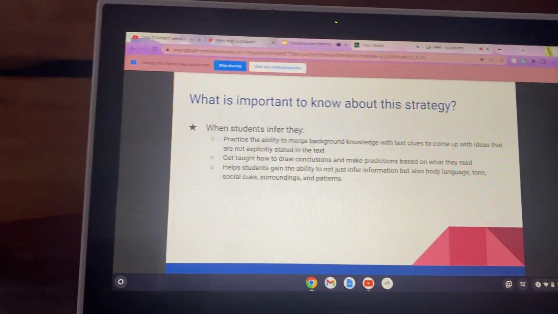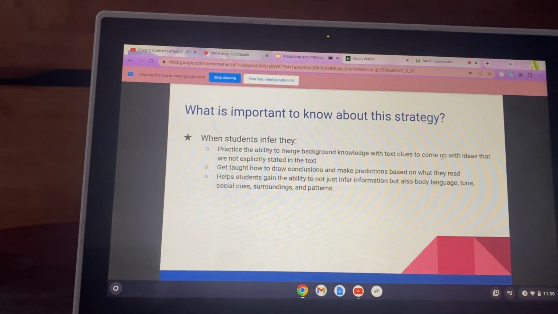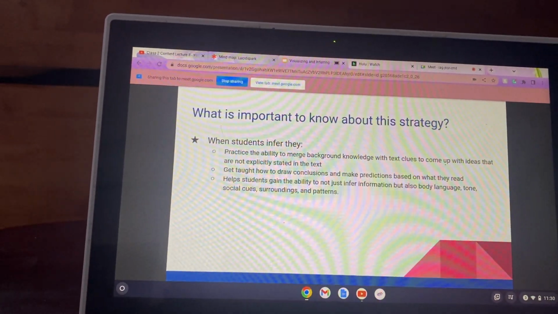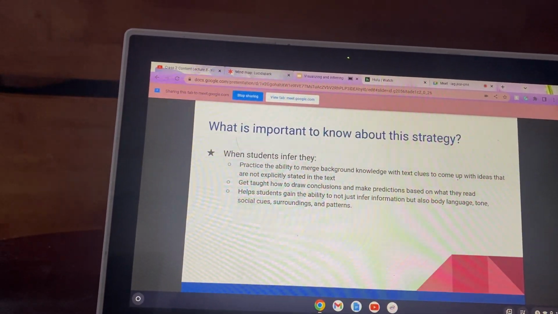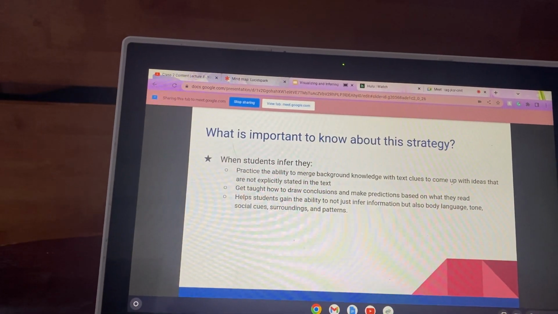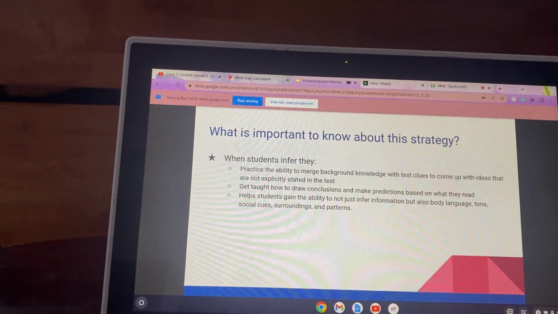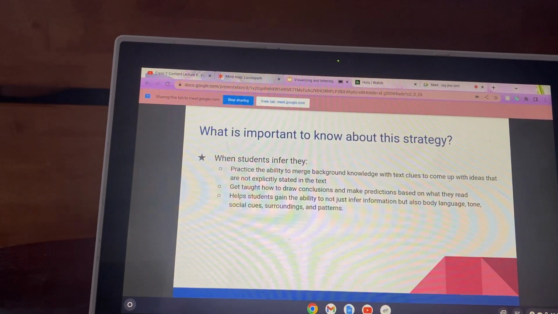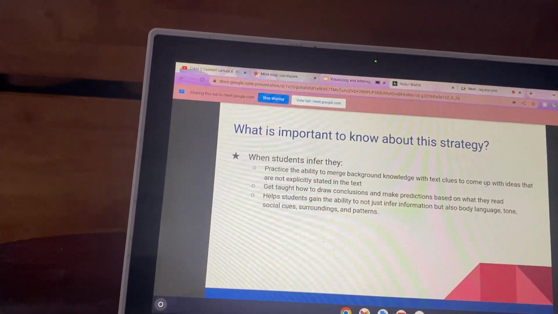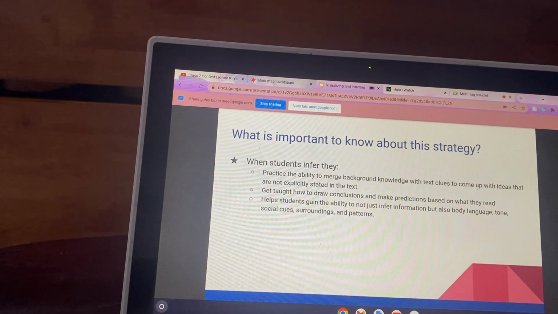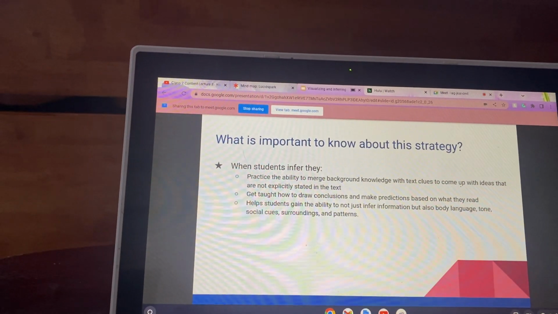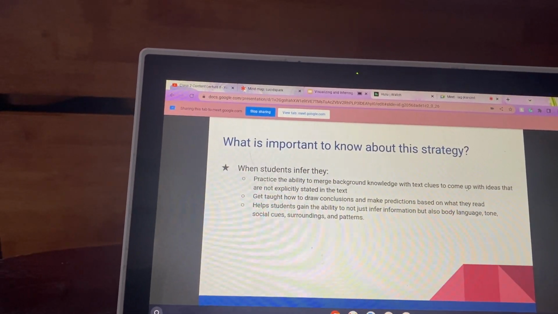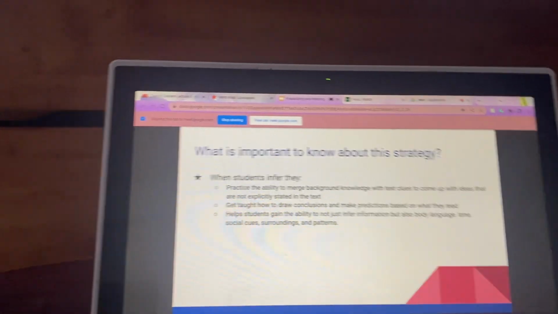So what's important about inferring? The two go hand in hand. They help each other out. So when students infer, it allows them to practice the ability to merge background knowledge with the text clues to come up with ideas that are not explicitly stated in the text. When students infer, they also get taught how to draw conclusions and make predictions based on what they read, which is really important to be able to draw a conclusion from what is being learned.